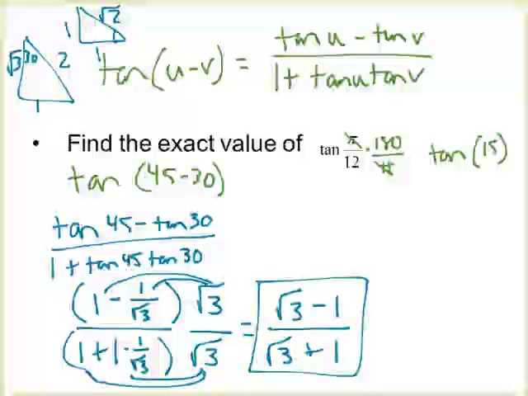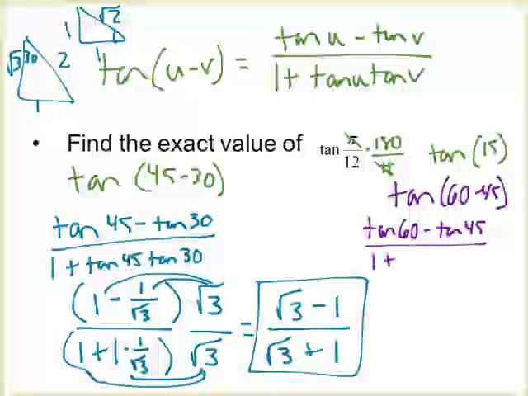You don't need to write this down the other way, but I'm going to show you what would have happened if you would have picked 60 minus 45 instead. So our formula then would be tangent of 60 minus tangent of 45 over 1 plus tangent 60 tangent 45. What's tangent of 60?